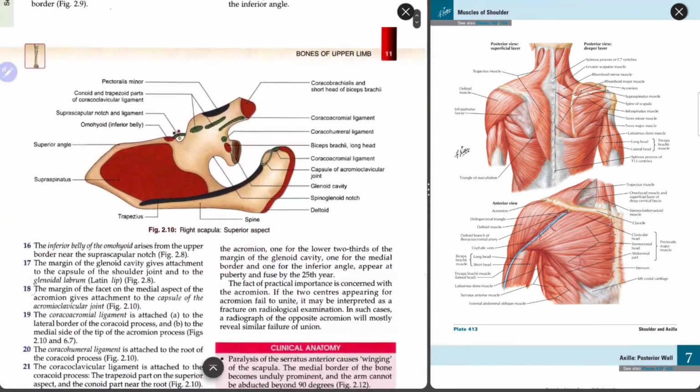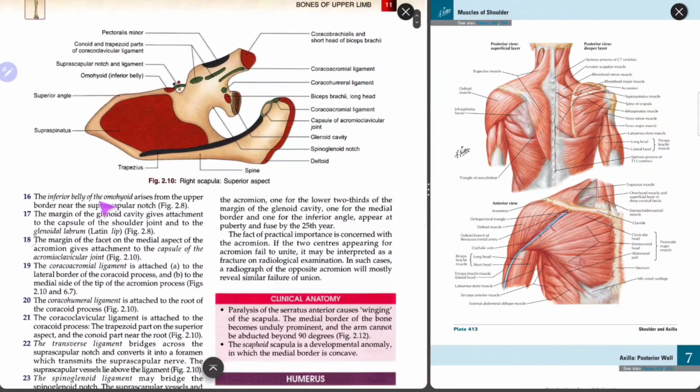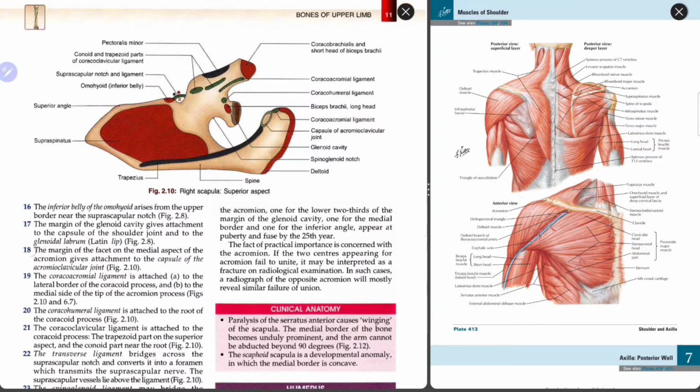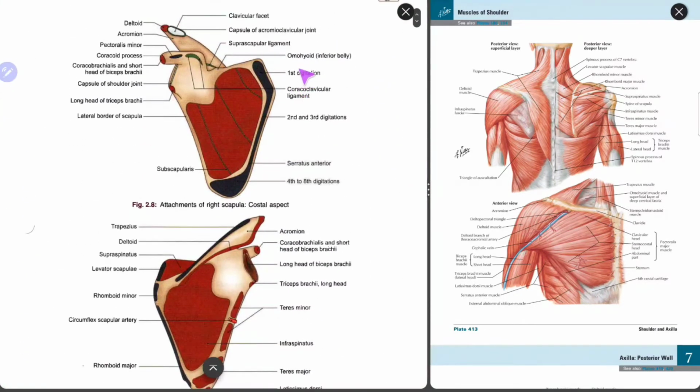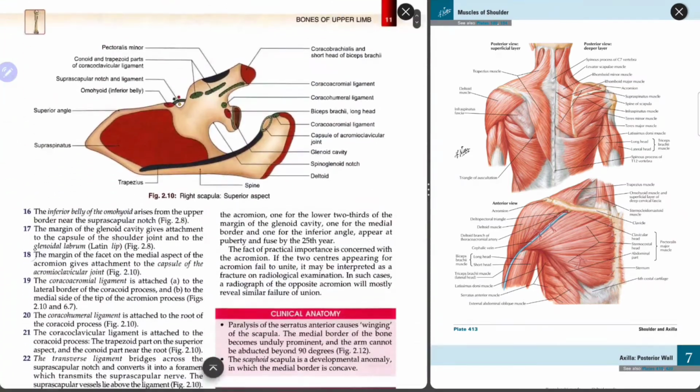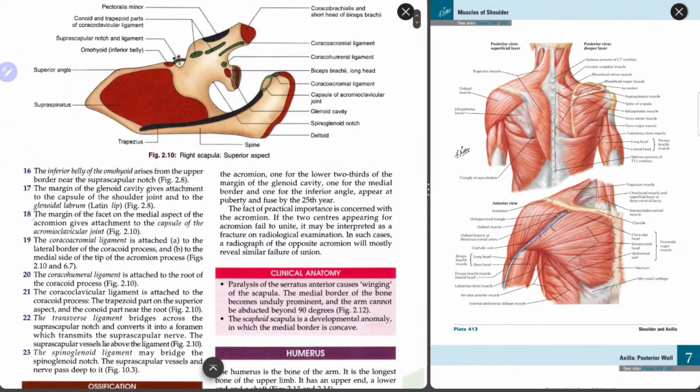Now the next point is the inferior belly of the omohyoid arises from the upper border near the suprascapular notch. You can appreciate it in this diagram. This is omohyoid inferior belly. This is suprascapular notch. You can appreciate this muscle over here. This is omohyoid muscle.